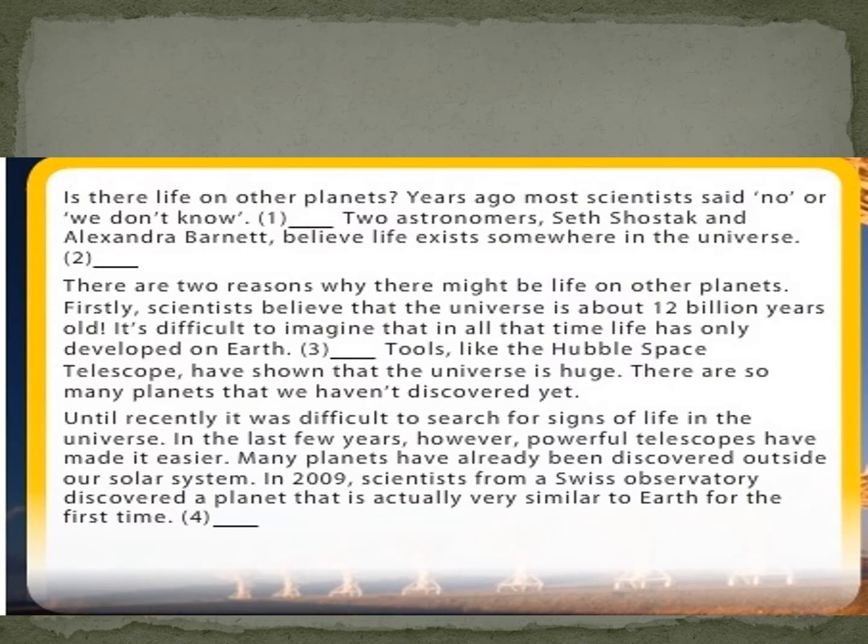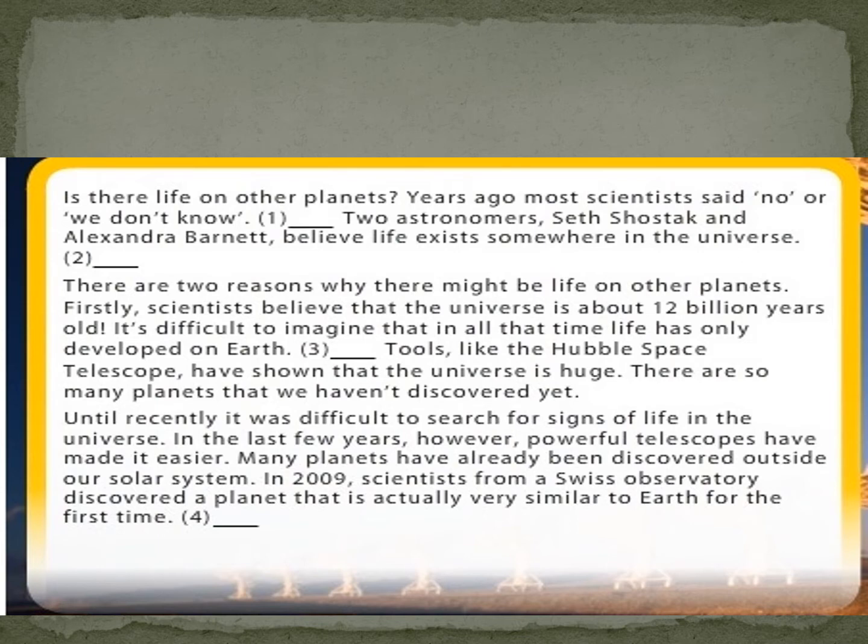Now let's read together. Is there life on other planets? Years ago, most scientists said no, or we don't know. Two astronomers, Seth Shostak and Alexandra Burnett, believe life exists somewhere in the universe. So the missing sentence in 1 is B. Today, scientific ideas are changing. Two astronomers, Seth and Alexandra, believe life exists somewhere in the universe. And 2 is C. They also think we will soon discover these life forms.